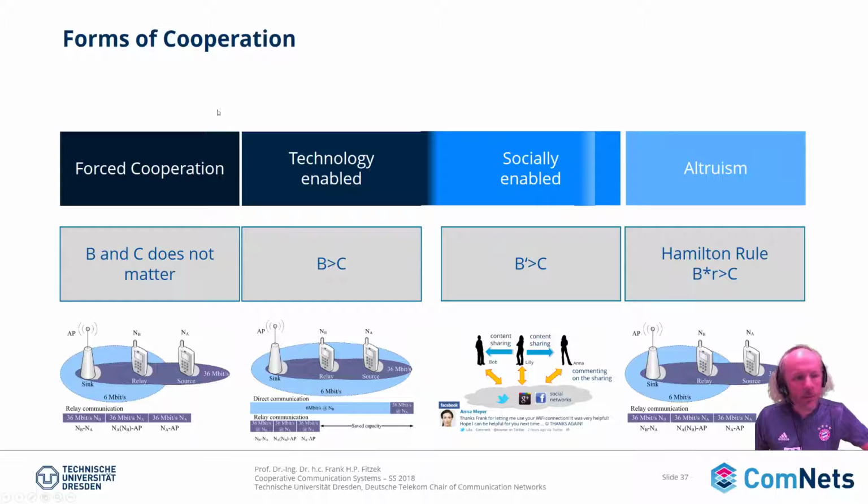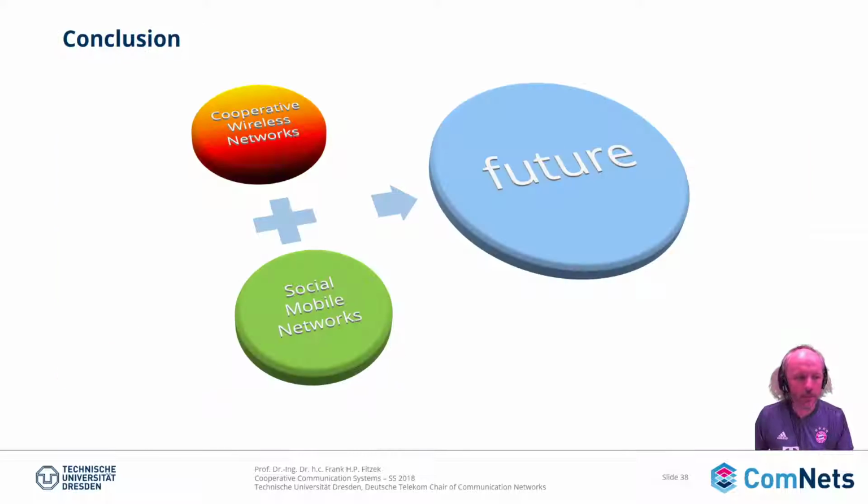So if you come back now to the four layers we had, forms of cooperation, we had the forced cooperation, where nobody thinks about B and C, you have just to do it. Altruism is you're stupid enough or nice enough to help anybody who needs help. And then you have the two ways here, technology enabled, where the benefit is clearly done by the technology, so you have a larger benefit than the cost, or your own ego is big enough that the benefit is larger than the cost over here. This is socially enabled, right? But we will come back to the technology enabled because this is way more engineering-like, and we would like to do something in this area.